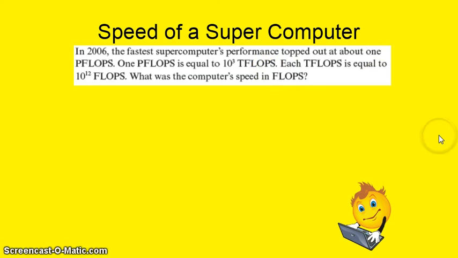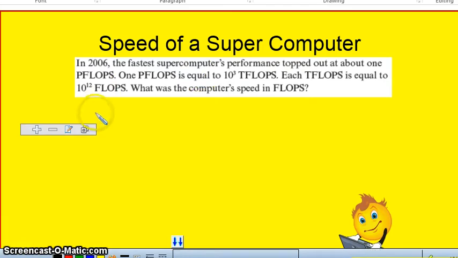Now we have 1 pflops. I'm going to abbreviate that p. Then that means we have about 10 to the 3rd tflops. I'm going to abbreviate that t. Now this is how many tflops we have. Each tflops is equal to 10 to the 12th flops.